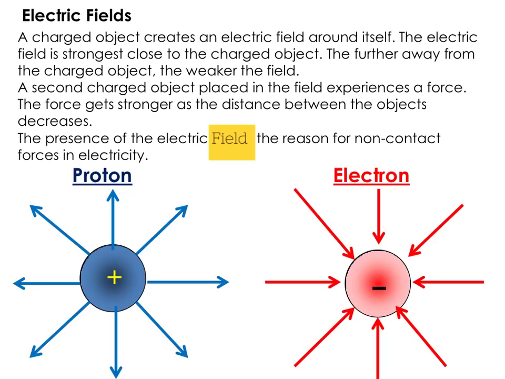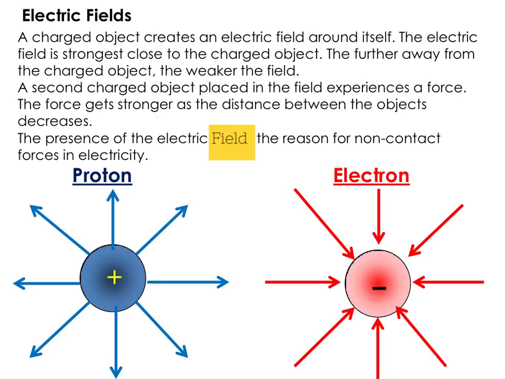So we now move to our final slide about electric fields. A charged object creates an electric field around itself. The electric field is strongest close to the charged object, and the further away from the charged object, the weaker the field becomes. If a second charge was placed in the field, it would experience a force, and the force gets stronger as the distance between the two objects decreases. And the presence of an electric field is a reason for non-contact forces.